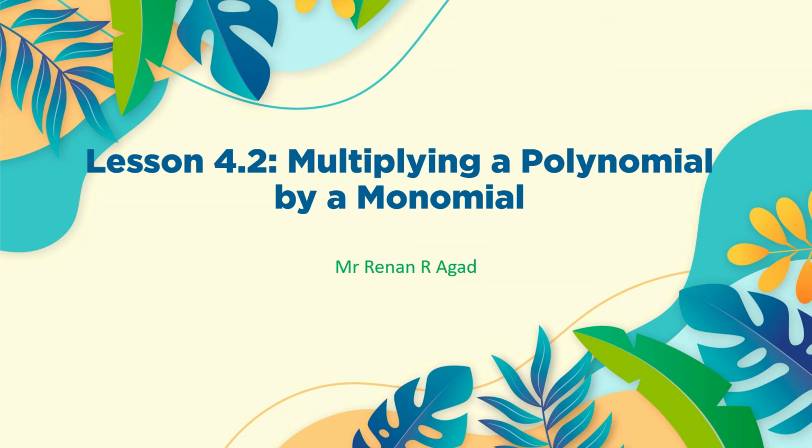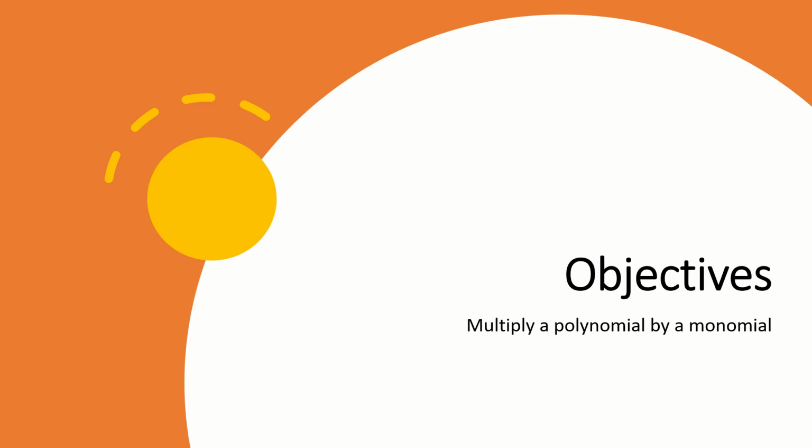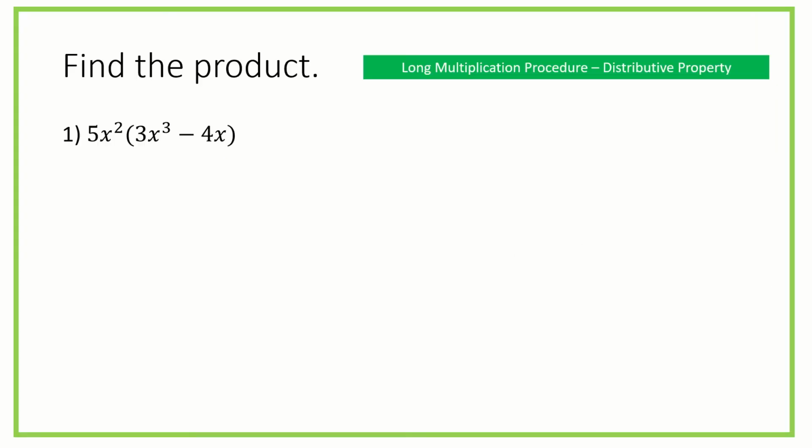Multiplying a polynomial by a monomial. In this lesson, we will multiply a polynomial by a monomial. So let us have an example. We're asked to find the product of 5x squared and 3x cubed minus 4x.